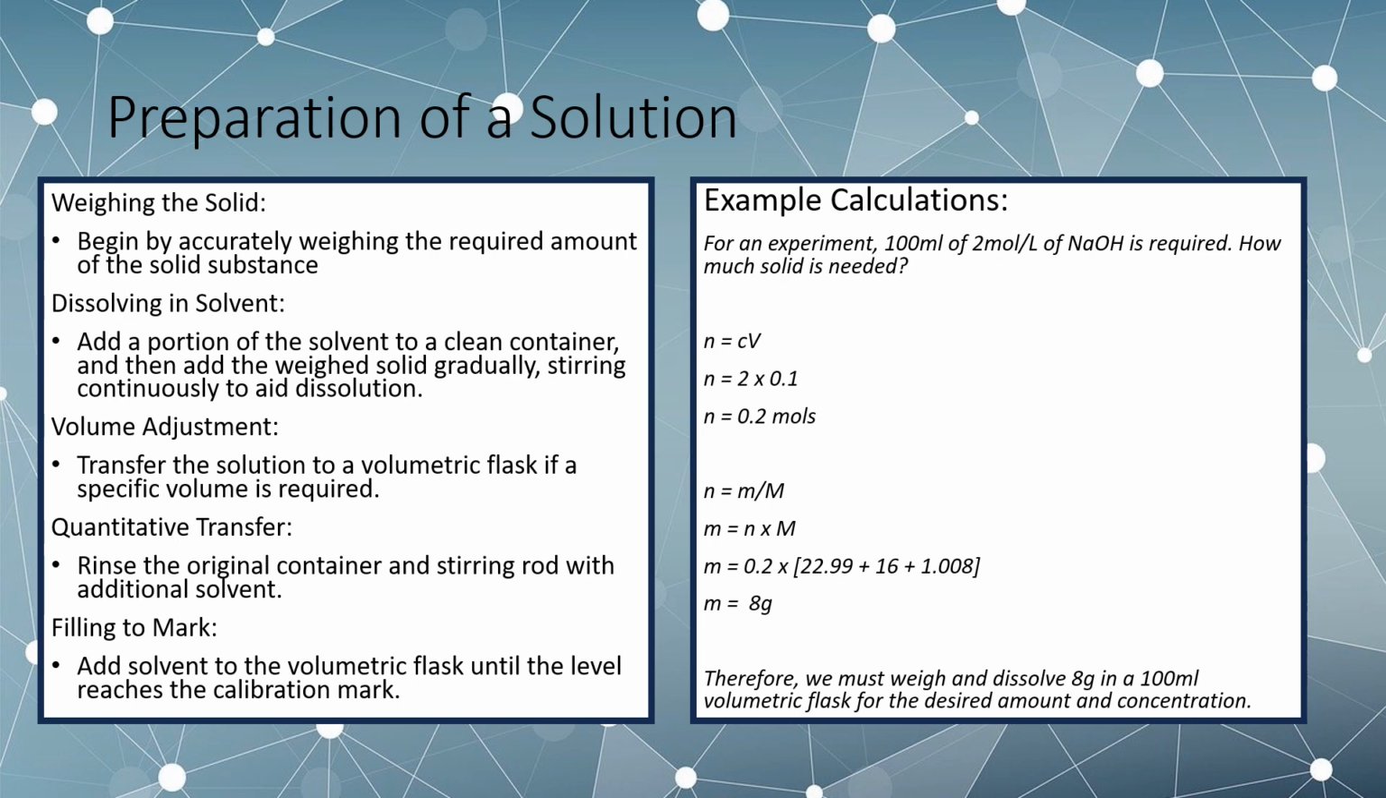of moles. So our number of moles is equal to our concentration times volume, which is equal to 2, which is our 2 moles per litre, times 0.1. You'll notice I've converted the 100 mils into litres, which simply gives us 0.2 moles. Now we're trying to find how much mass we need, so let's look at our other equation now.